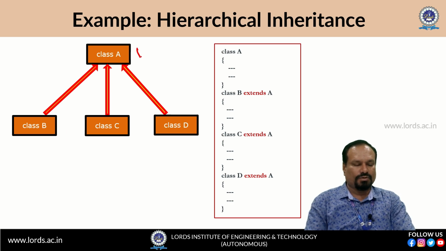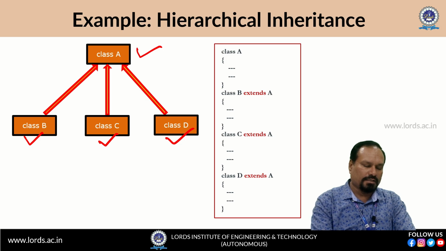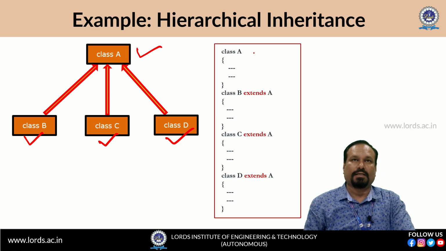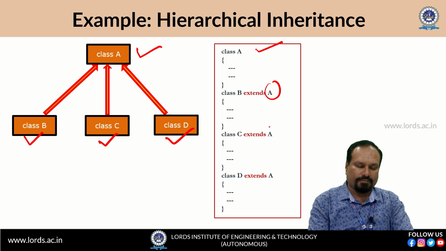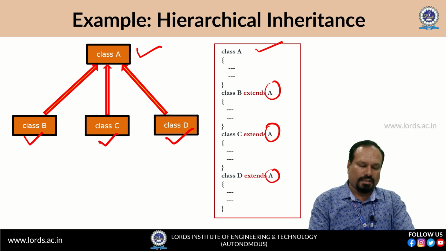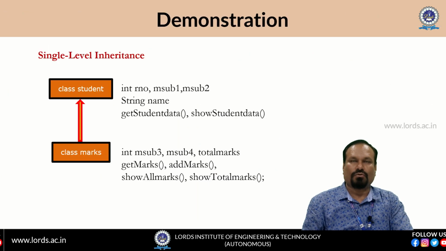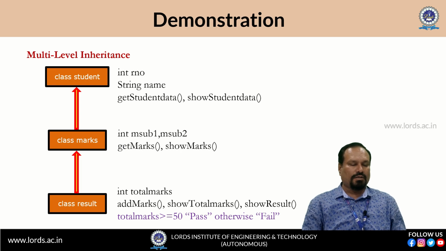Next, we have hierarchical inheritance. In this, we have one parent class A. From A, we have derived multiple child classes: class B, class C and class D. The syntax for this: class B extends A. Again, from A only we create a new class C, so class C extends A. In the case of the fourth one, class D extends A. This is how we can work with hierarchical inheritance.